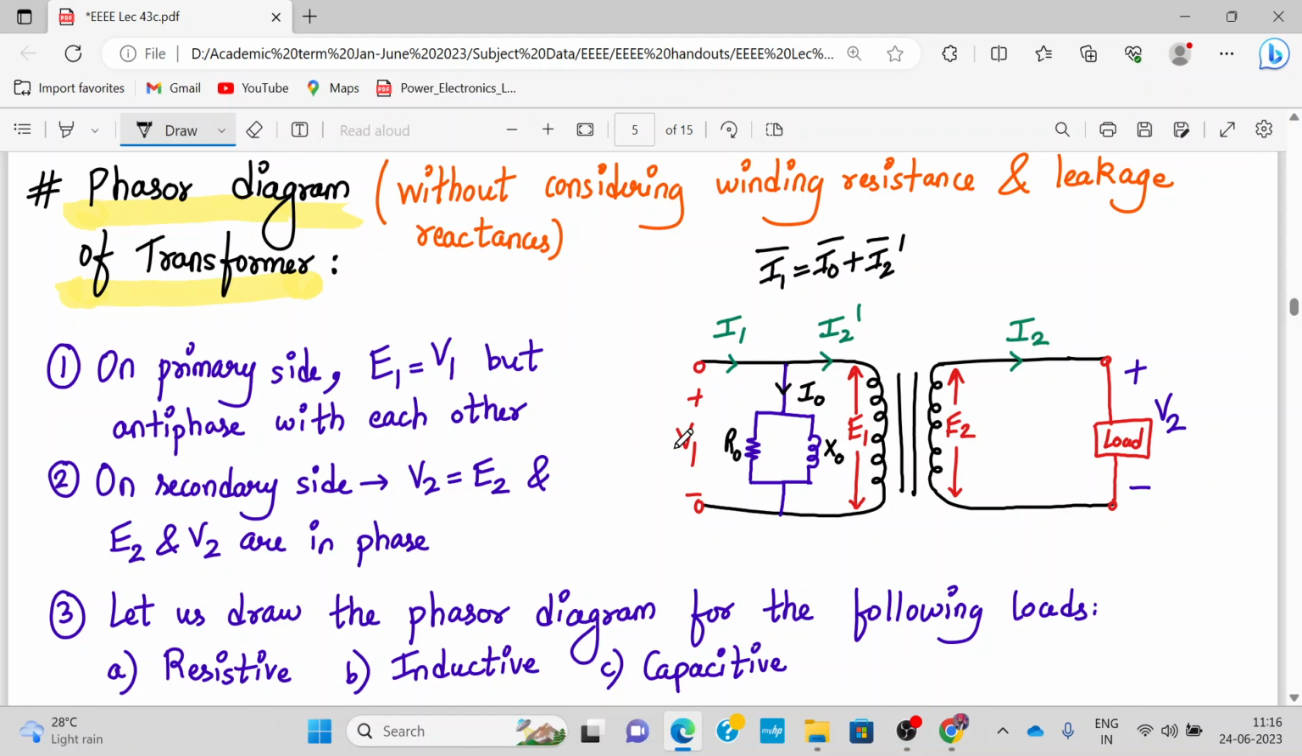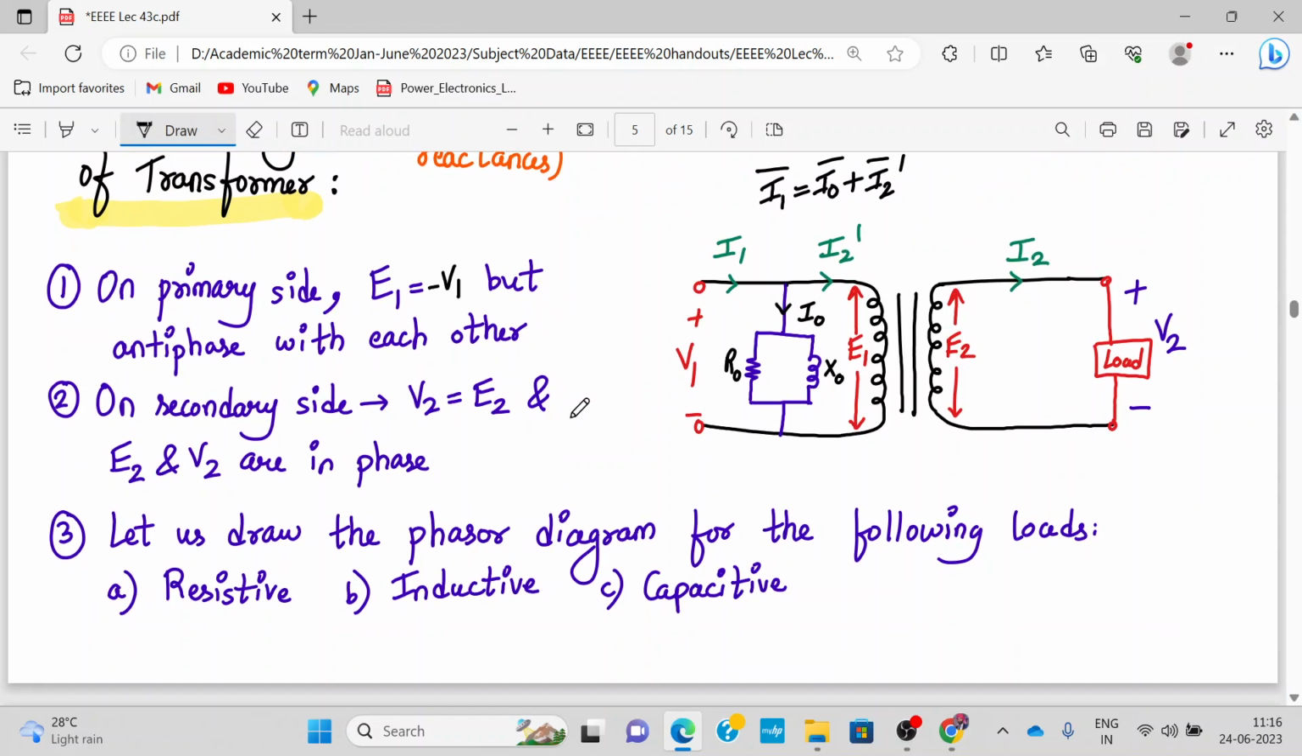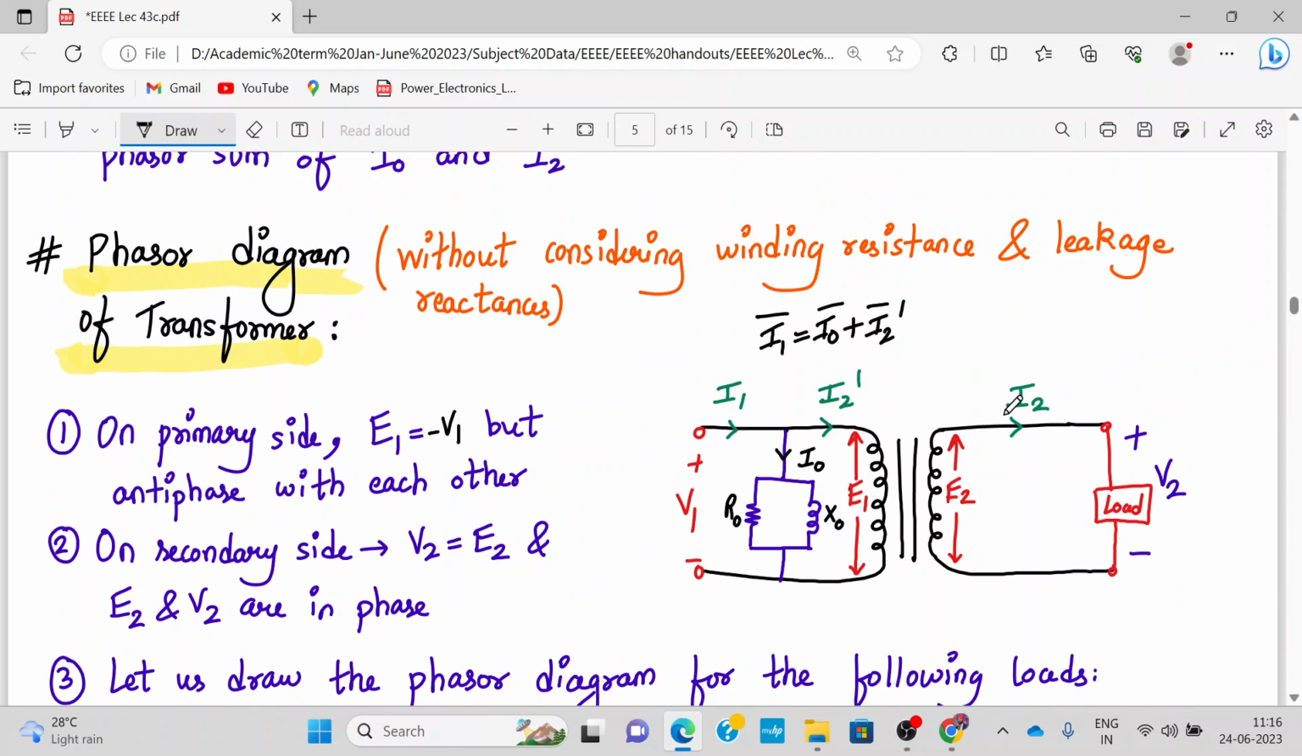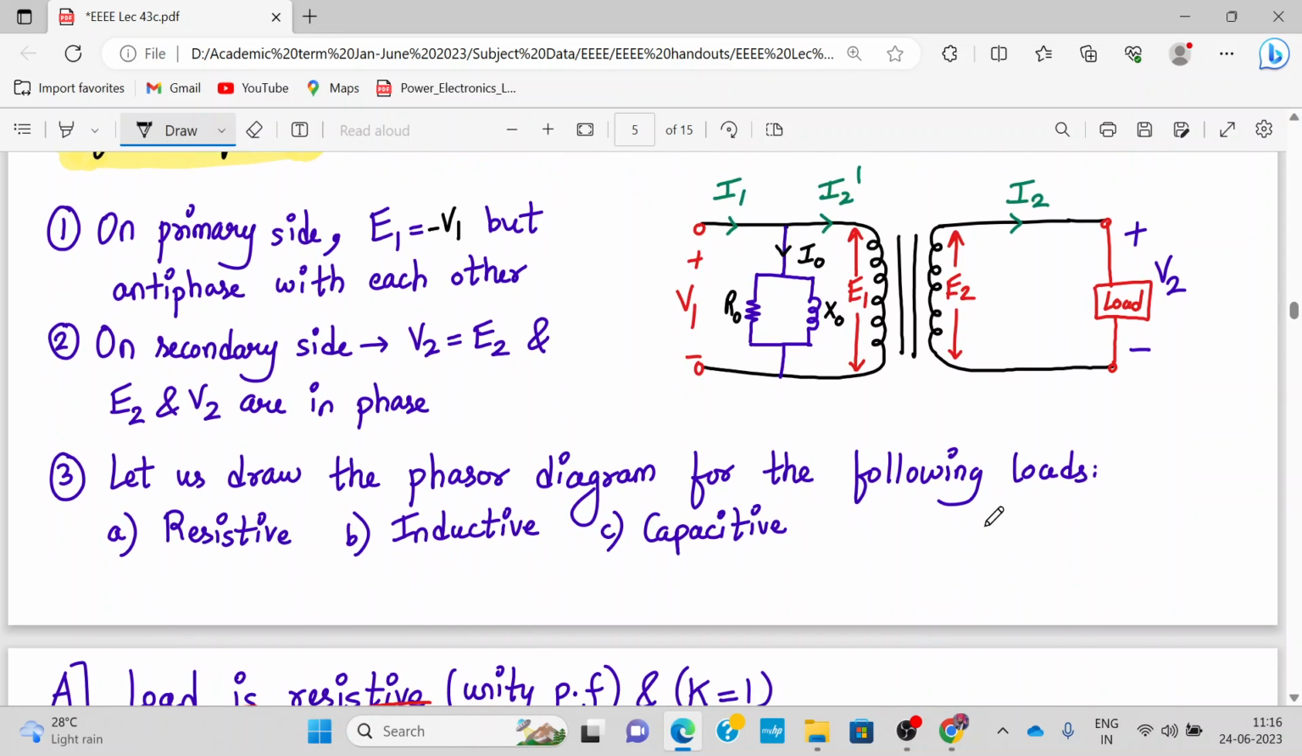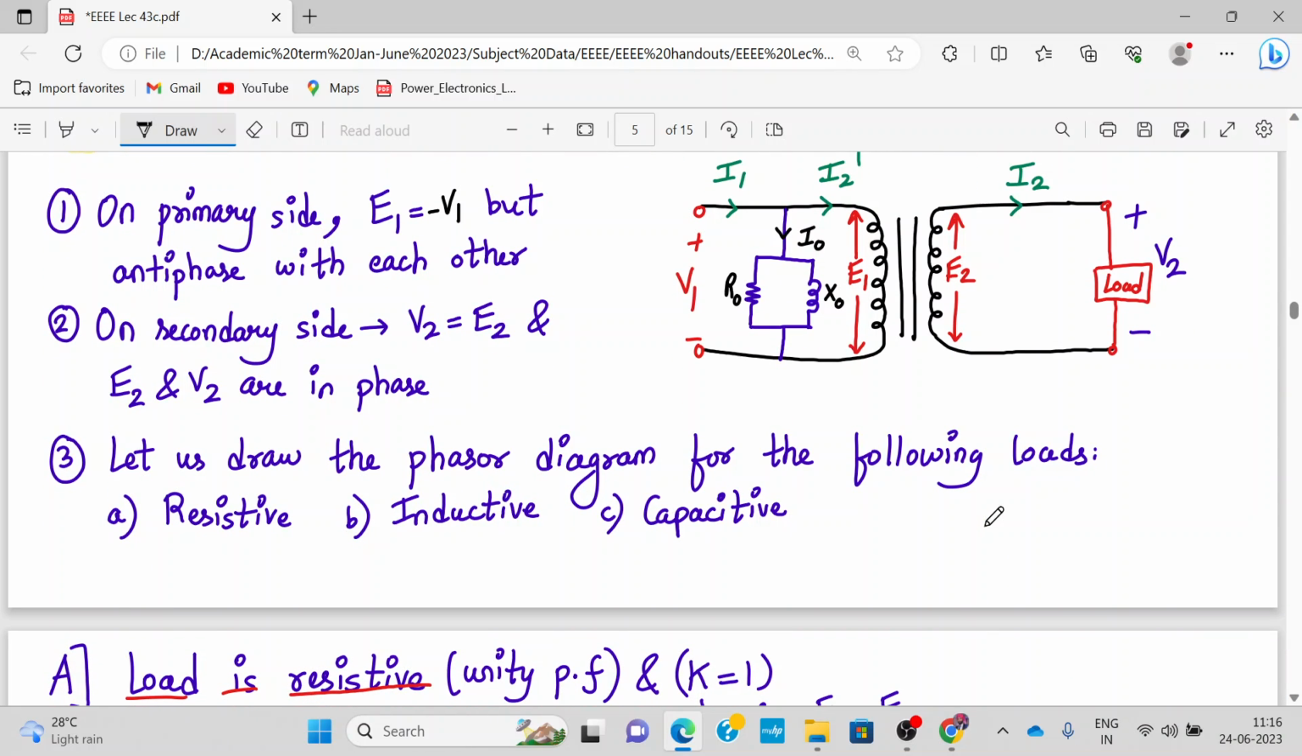On the primary side, E1 and V1 are equal in magnitude but opposite in phase. So E1 is equal to minus V1, that means they are anti-phase with each other. On the secondary side, E2 and V2 are in phase, considering that there is no winding resistance and leakage reactance. So E2 will be equal to V2 and V1 will be equal to minus E1.